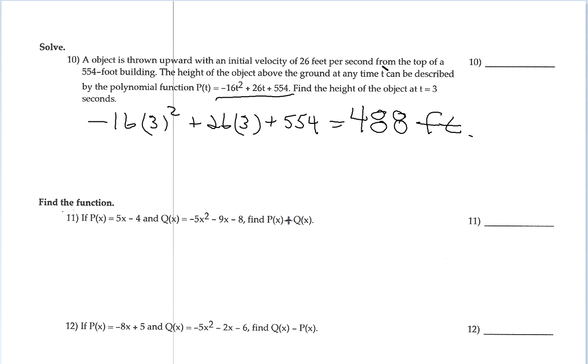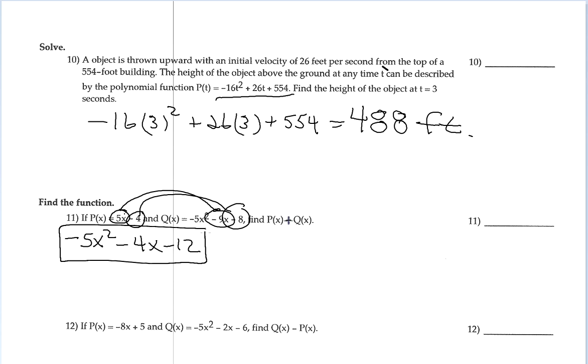Here we have find the function if p of x equals 5x minus 4, q of x equals this, find p of x plus q of x. So I got to add these together or combine my like terms. So let's see, if I add these together, I've got -5x squared. That's my only x squared term. Then I have a 5x here with a minus 9x here. That's minus 4x. And finally, -4 minus 8, which is -12. And that's my answer for number 11.